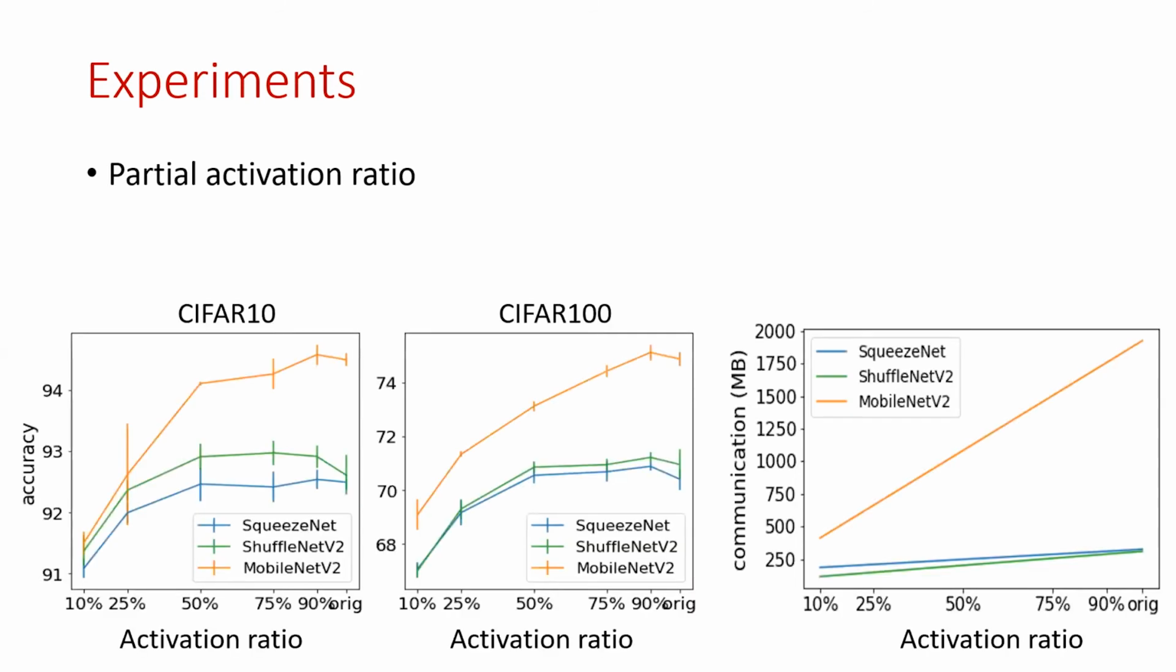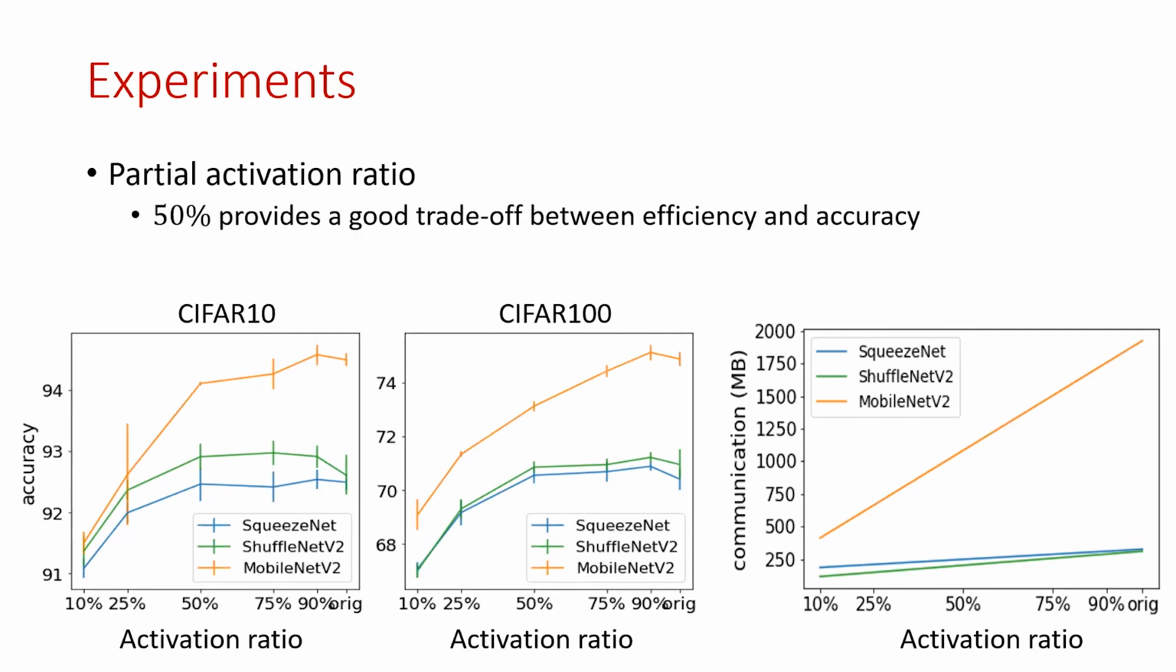So, some experiments to demonstrate the effectiveness of our approach. We evaluated different ratios in the partial activation layer. We evaluated this on the 3 architectures that I've mentioned before, SqueezeNet, ShuffleNet, and Mobilenet, and on 2 data sets, CIFAR10 and CIFAR100. And we saw that in all of those benchmarks, 50% provides a good trade-off between efficiency and accuracy.